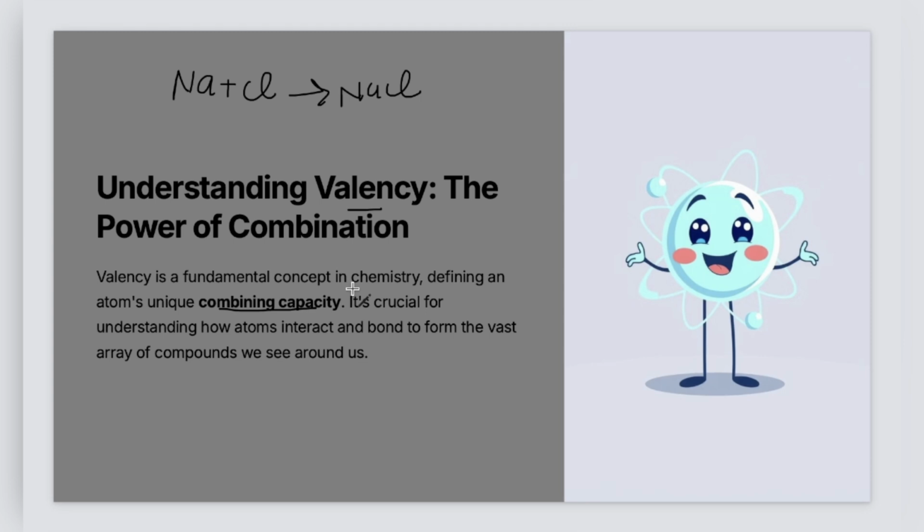So, valency is the combining capacity of an element. In simple words, it tells us how many atoms of another element it can combine with. It mainly depends on the number of electrons present in the outermost shell of an atom or element.